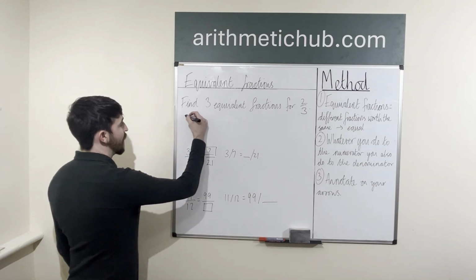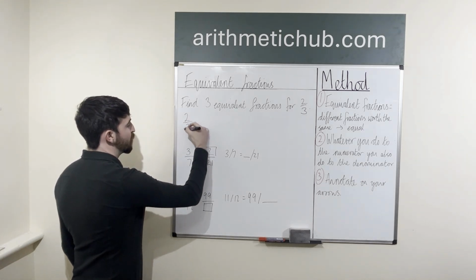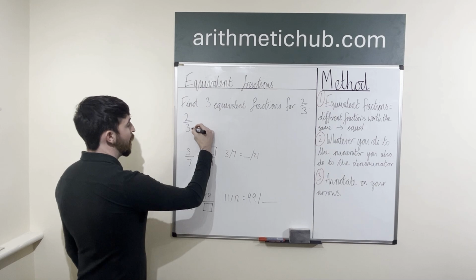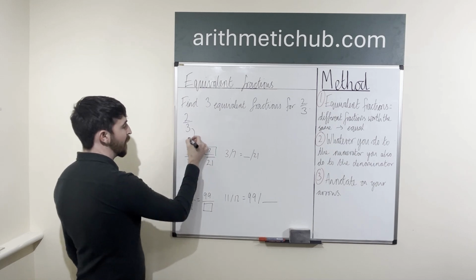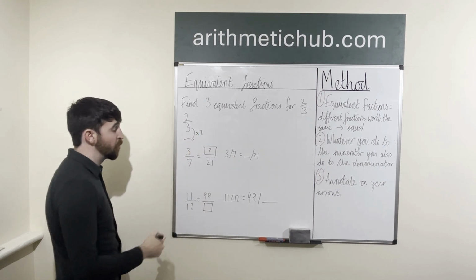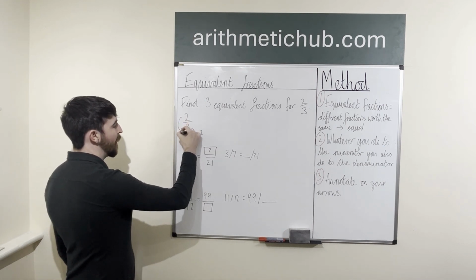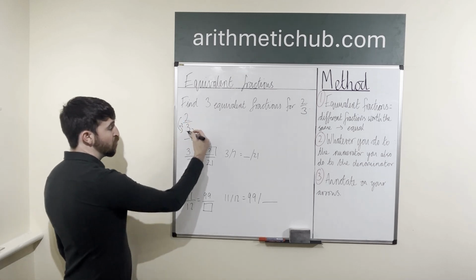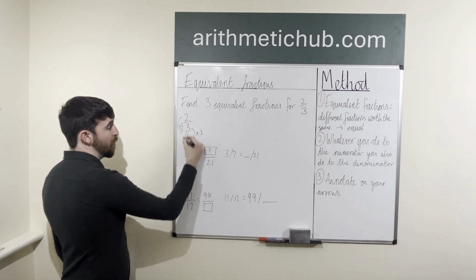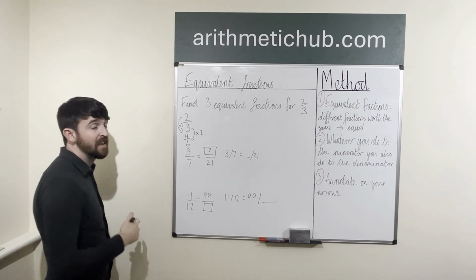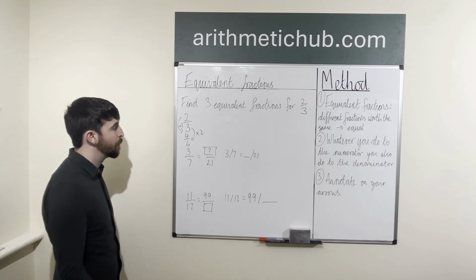So, here's one example for my equivalent fractions for 2/3, okay? So I might say, if I've got 2/3, I'm just going to say I'm going to multiply by 2. And I'm going to multiply my numerator and my denominator by 2 to find an equivalent fraction. 2 times 2 is going to give me 4, 3 times 2 is going to give me 6. That's one way that I can do it. Nice and easy, nice and straightforward.